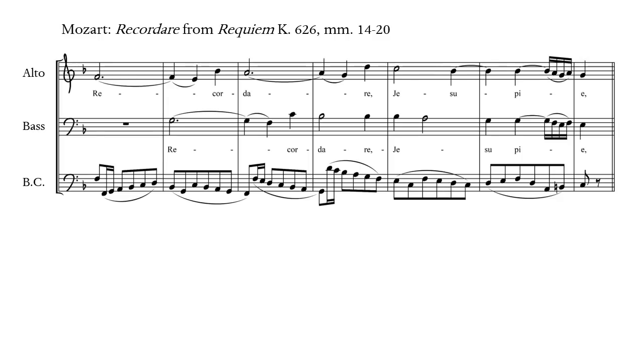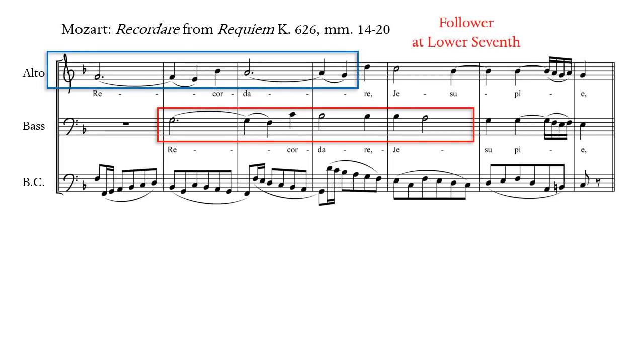In this example, the alto soloist leads, and the bass soloist follows at the lower seventh, with a time delay of one measure. Any interval can be used as an interval of imitation, and in this case, the interval of imitation is dissonant.